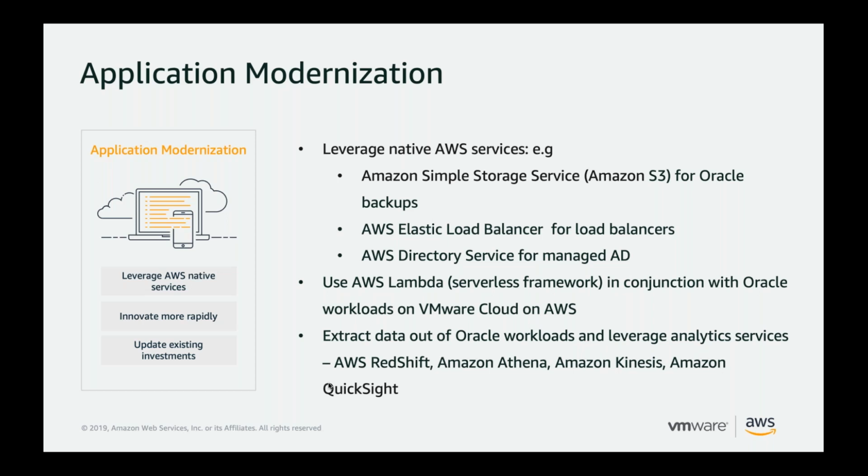One also has the ability to use AWS Lambda, which is basically the serverless framework, in conjunction with Oracle workloads on VMware Cloud on AWS. We can also extract data out of Oracle workloads and leverage analytic services, for example, AWS Redshift, Athena, Kinesis, and QuickSight. Next slide, please.